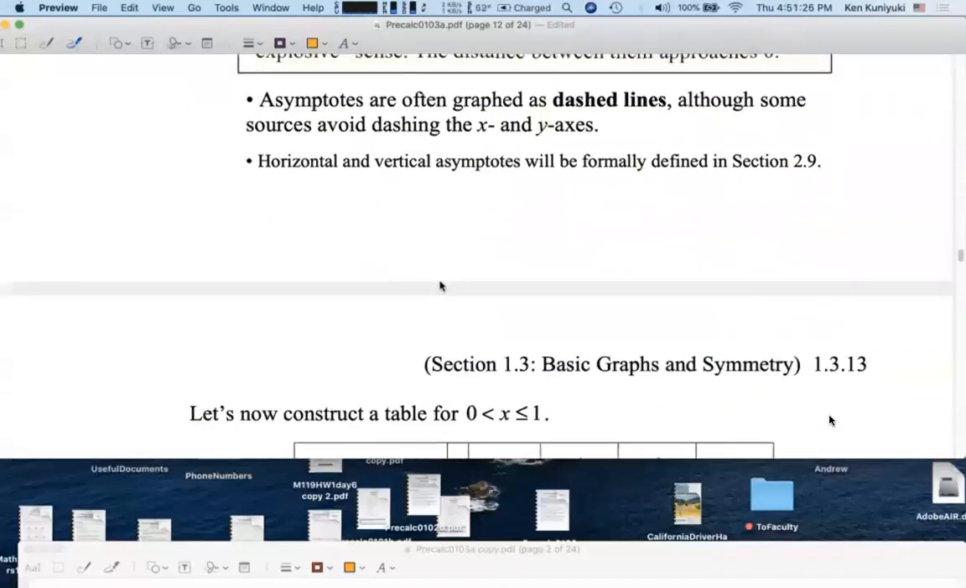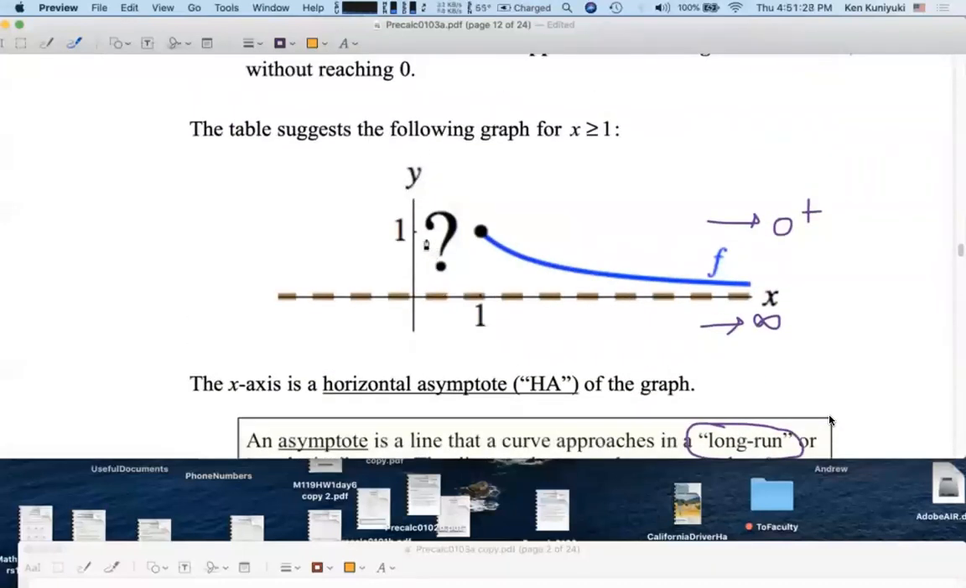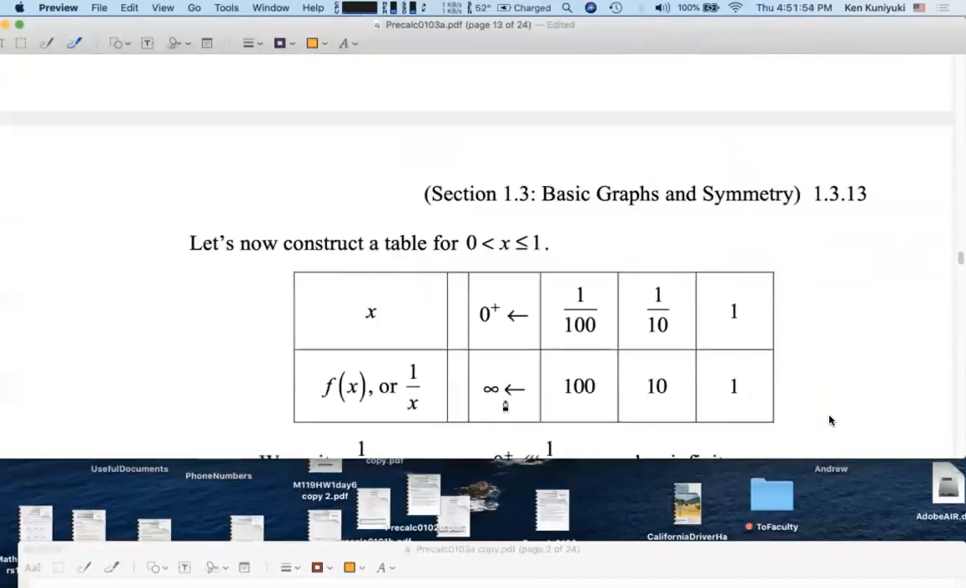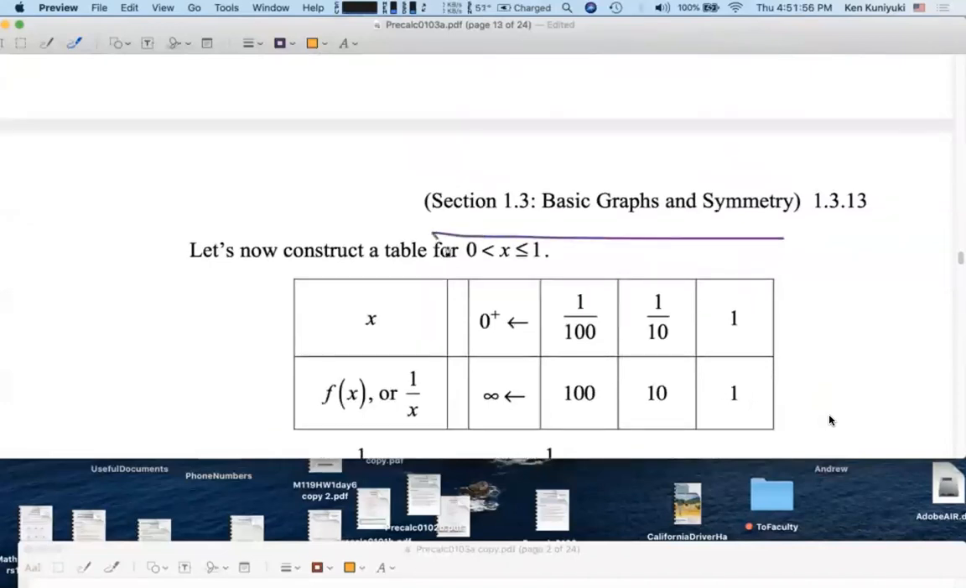Okay, now, what about values of x strictly between 0 and 1? We know we have a problem. When x equals 0, we won't get any points here. But what's happening as we travel from x equals 1 backwards towards x equals 0? What happens as x approaches 0 from the right? Now we're thinking calculus. It's like we're taking the limit of the function as x approaches 0 from the right. A table, going from right to left.